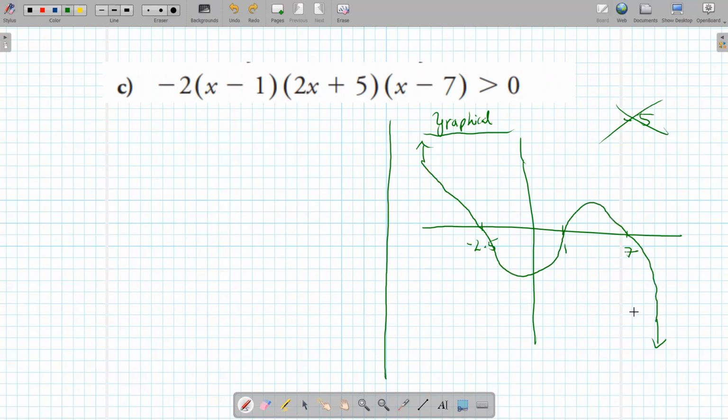You could find the y-intercept by making x as 0. So what will that be? Negative 2 times this is just 2 times 5 times negative 7, 10, negative 70 would be the y-intercept. But you don't need that to answer this question. Does look good on the graph though. So greater than 0 means it's positive. Where is this function positive?